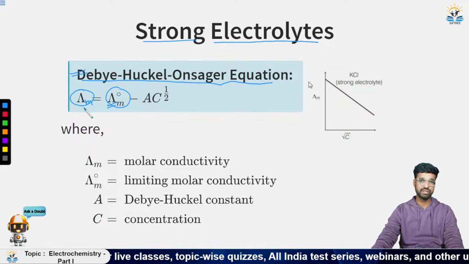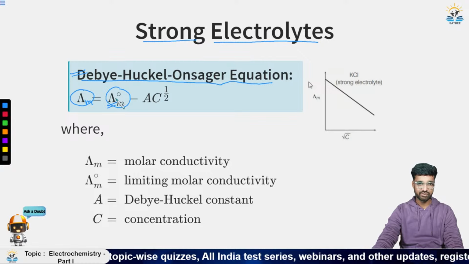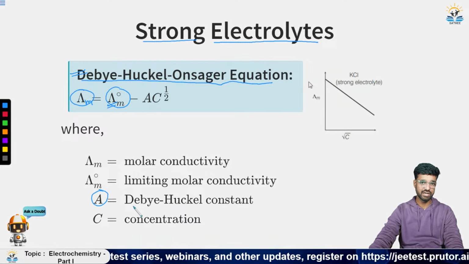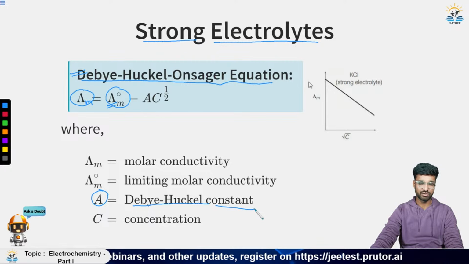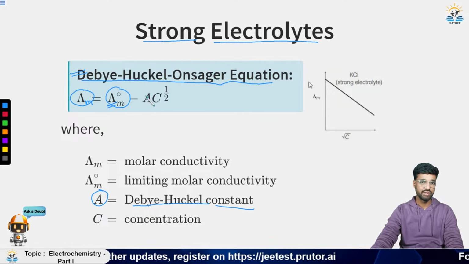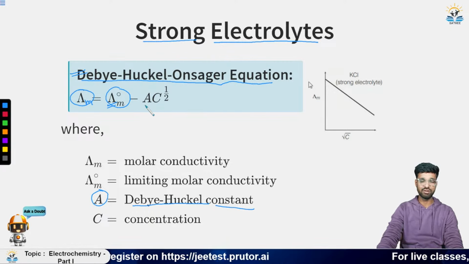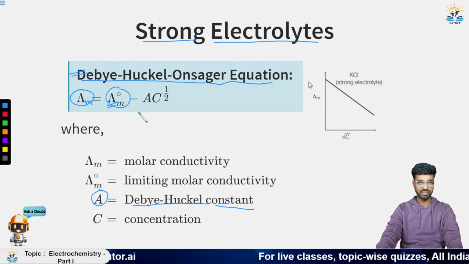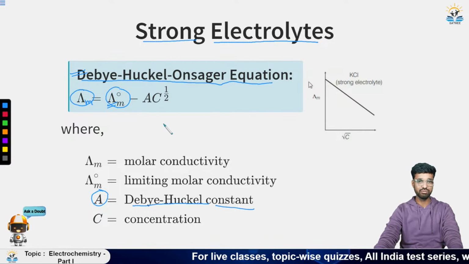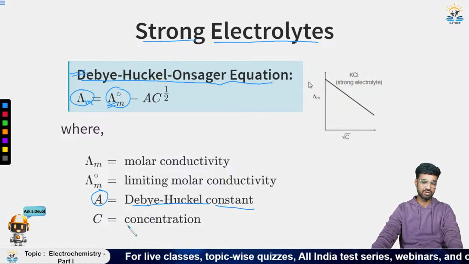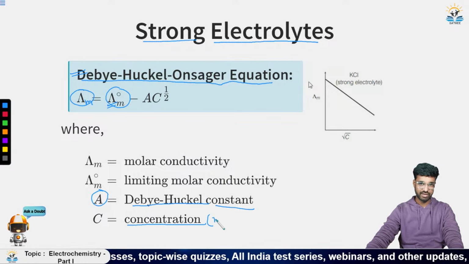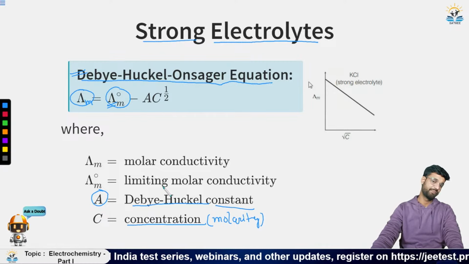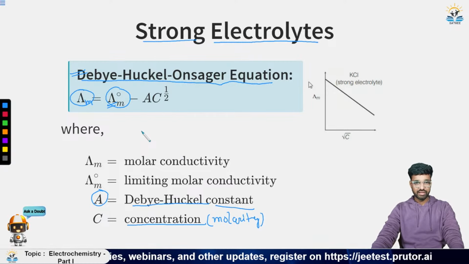So the relation between these three is given as lambda m is equal to lambda naught m minus A C to the power half. Here A is called the Debye-Huckel constant, and it depends upon the electrolyte that we are using. It is a specific property of the electrolyte, and while you are solving the question, this value will always be given. Then C to the power half is concentration to the power half, and this concentration will be molarity.